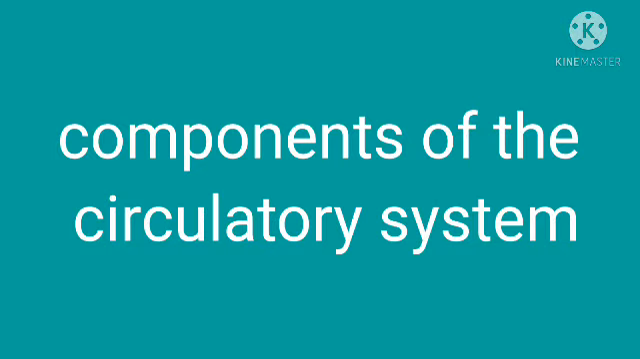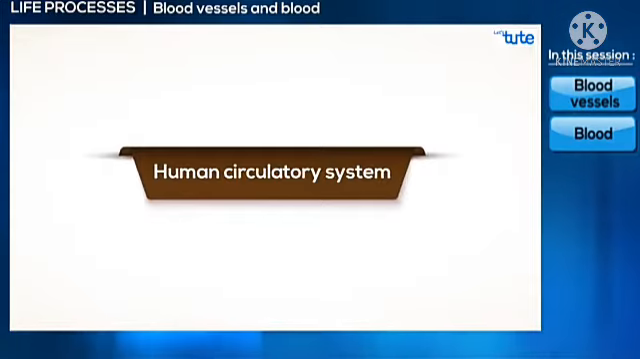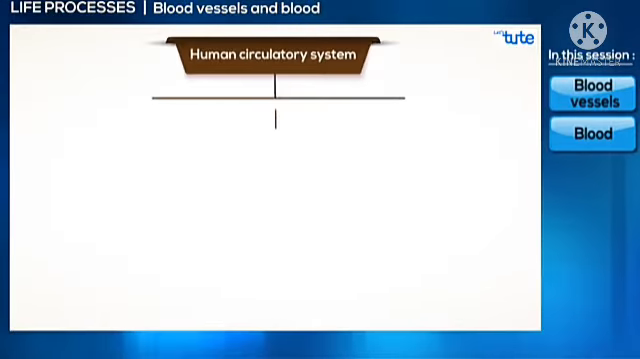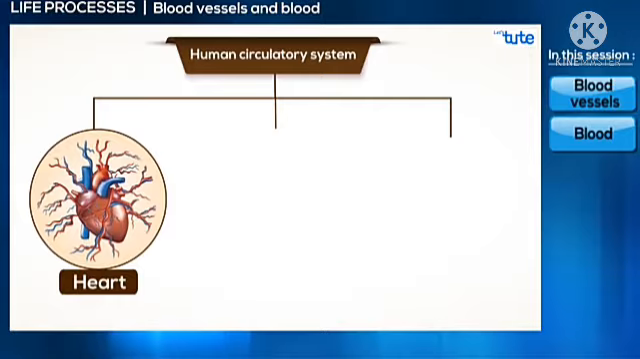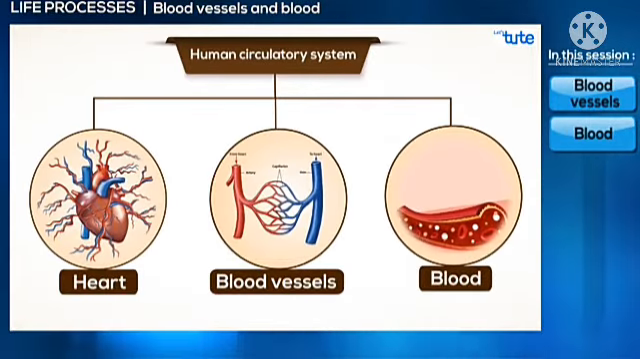The components of the circulatory system, which has to do with all the parts that make up the circulatory system, include the heart, the blood vessels, and of course the blood itself.